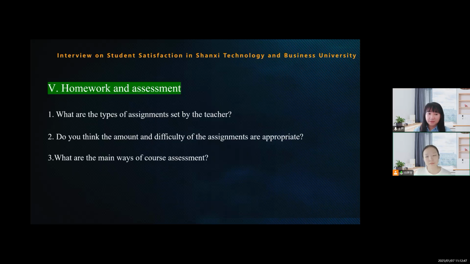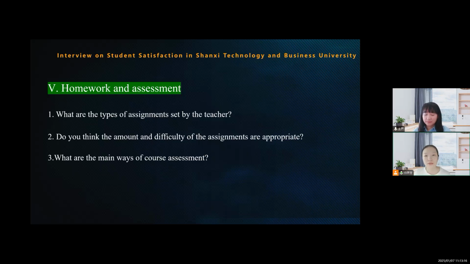Okay, so what are the main ways of course assessment? The course assessment methods mainly include exams, usual assessment, and classroom performance. The examination is a comprehensive test of what we have learned in a semester, and through the questions on the test paper, it examines our mastery of knowledge and application ability.